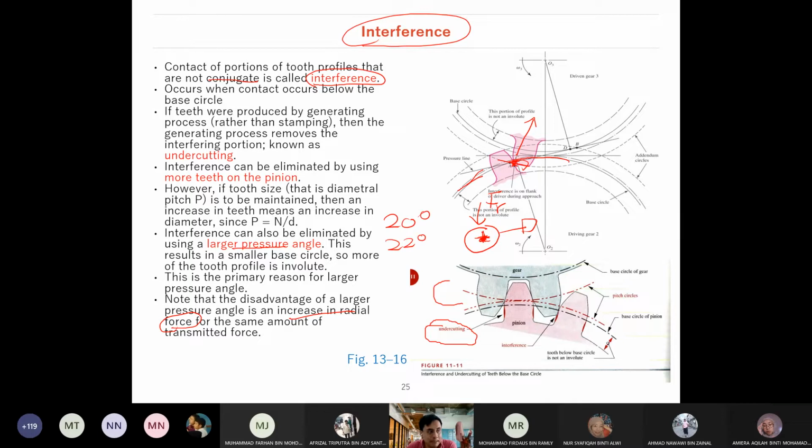Why do I highlight this? Because later there will be a question about it. The question we ask is why we have to use 16 teeth of gear.